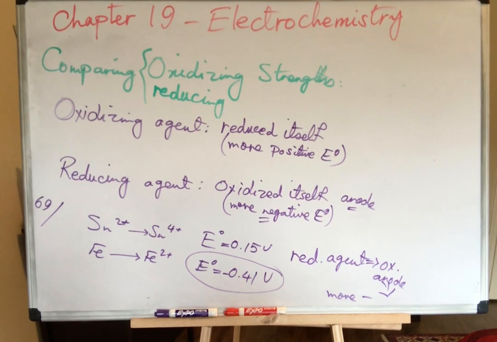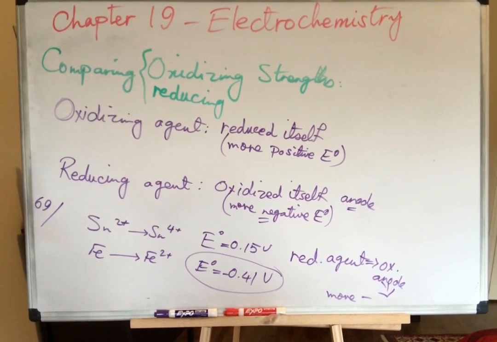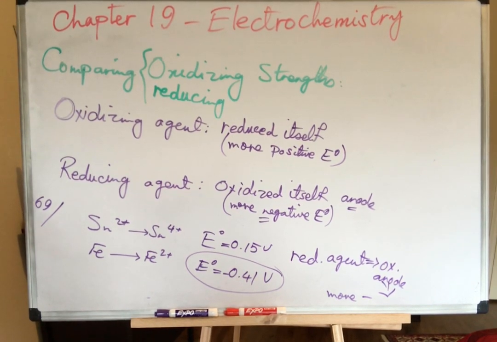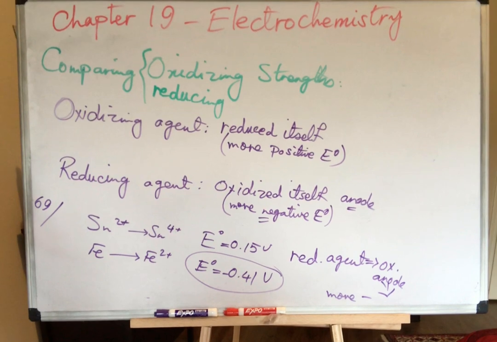I leave the other part to you. It is asking what is the stronger oxidizing agent under standard conditions, chlorine or permanganate. So you say oxidizing agent, it should be reduced itself, and you pick the more positive one, which is permanganate. Okay.